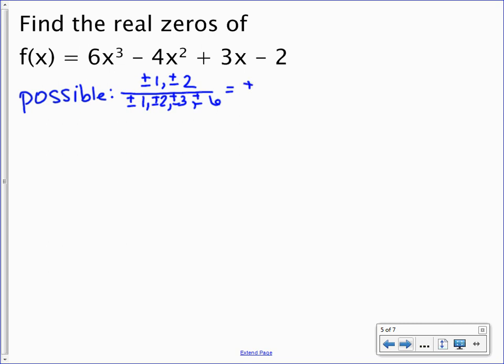So we have 1, 2, 1/2, 1/3, 1/6. 2 over 2 we already have. 2 over 3. 2 over 6 we already have. Okay.